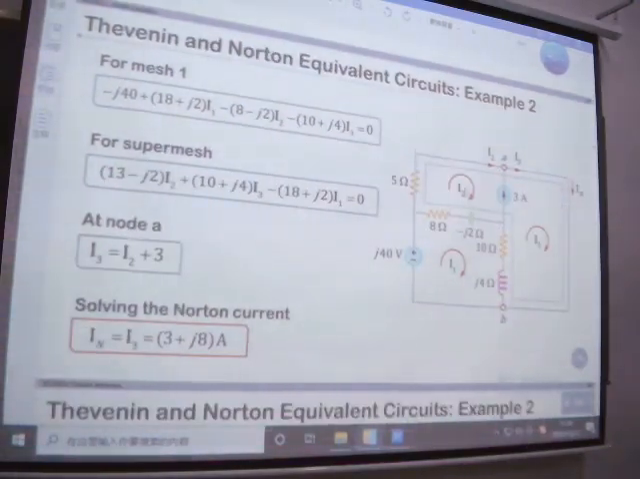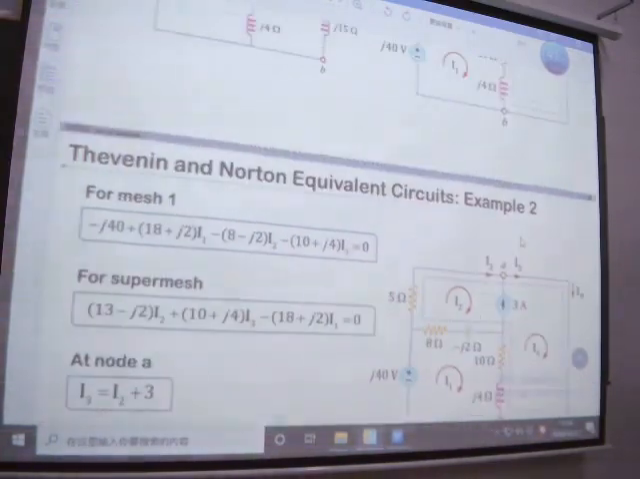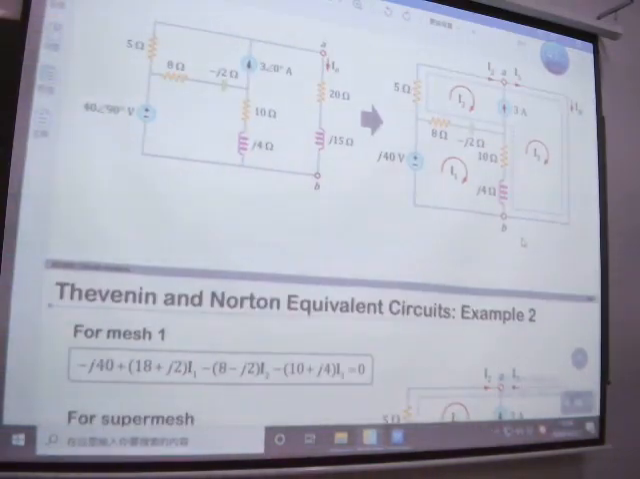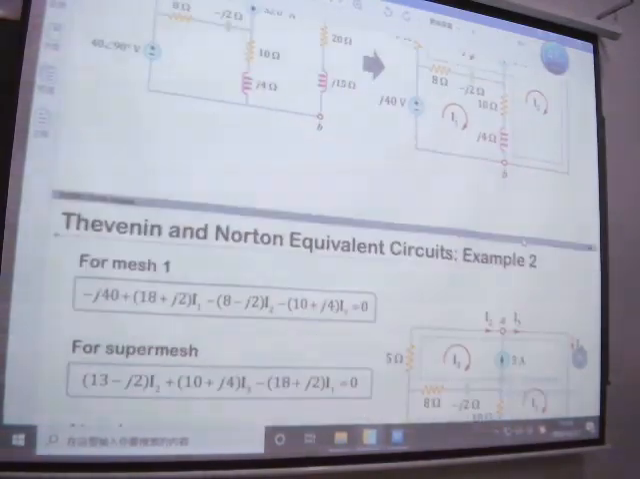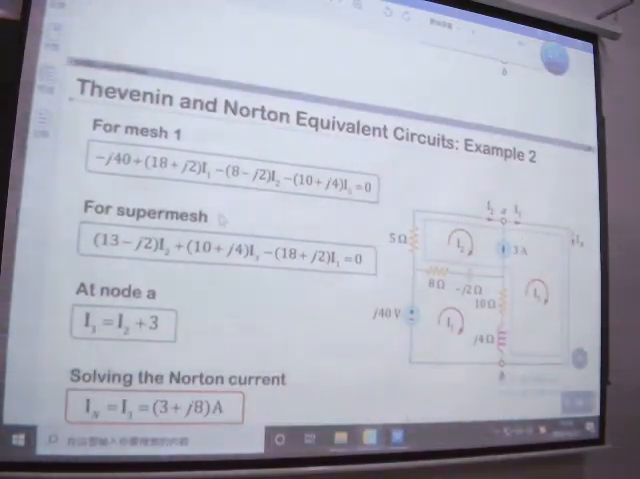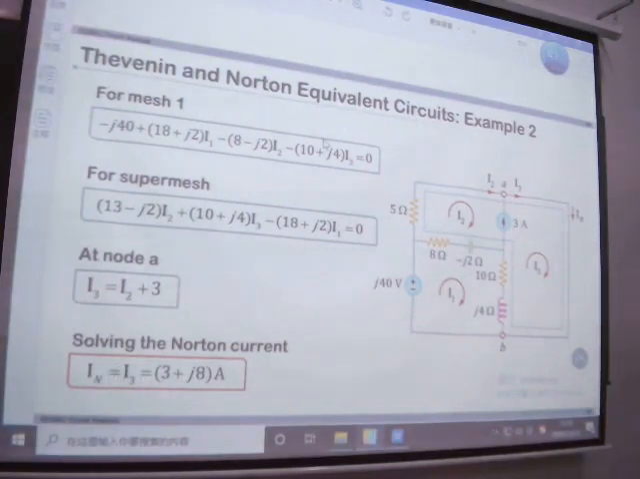Right. For this one, we know they use the supermesh. Did they use supermesh? Mesh 1, supermesh, yes, they use supermesh.